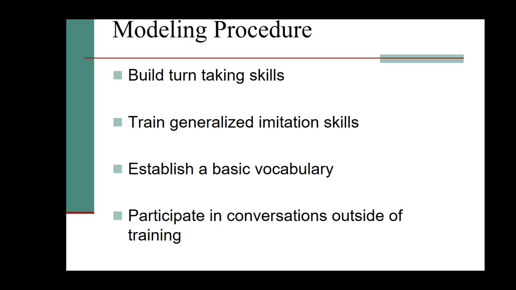So, look at modeling. You're looking at building turn taking. These are social skills that we all need to learn, because as social beings, we have to learn to take turns. As we grow up and become adults, we have to take turns. We have to stand in line. We can't all drive down the road at the same time. We have to stop at the stoplight.